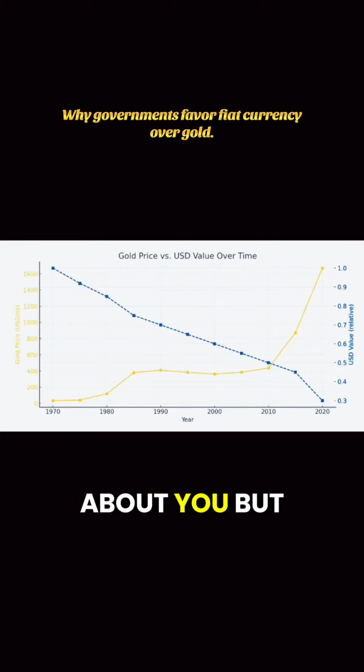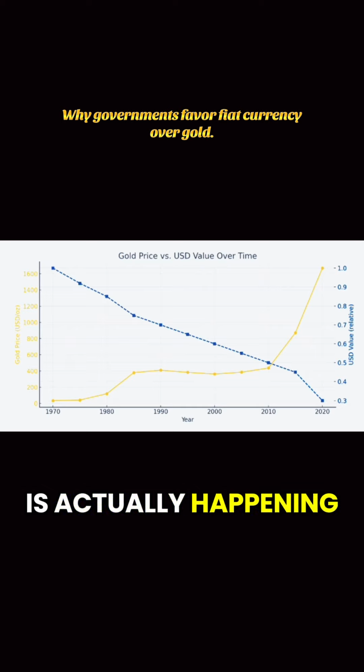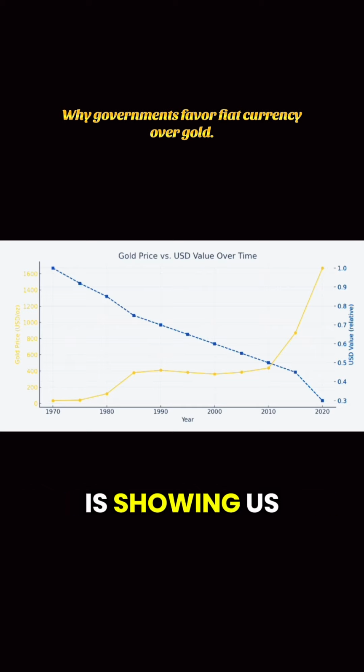I don't know about you, but when I see things on a graph, it helps me to understand what is actually happening. What this graph is showing us is that since 1970, the purchasing power of the dollar has steadily decreased while the price of gold has steadily increased. Let's discuss why that might be the case.